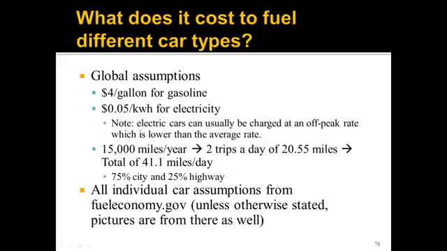We're going to assume 15,000 miles driving a year and 2 trips a day, and that equates to 2 trips a day of 20.55 miles. That'll be important when we get to the plug-in hybrid. And that 75% of that driving is in the city and 25% in the highway. And all the individual car assumptions that I'm going to give you are from the fueleconomy.gov website.